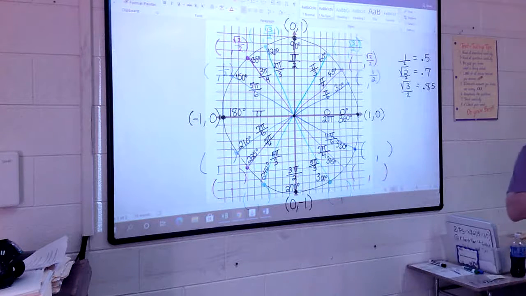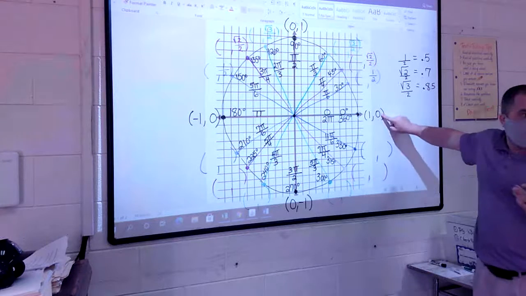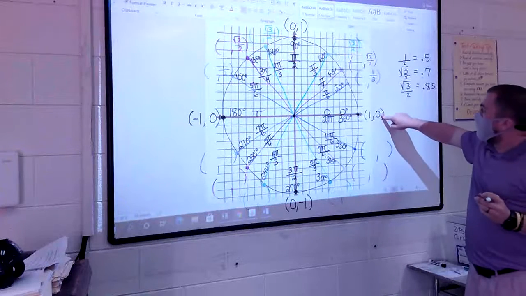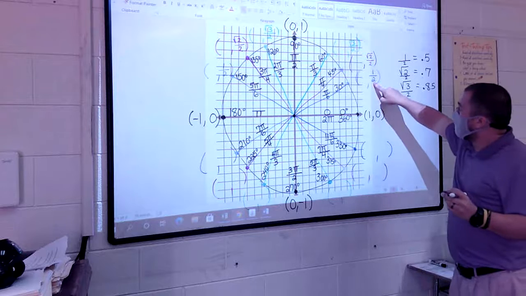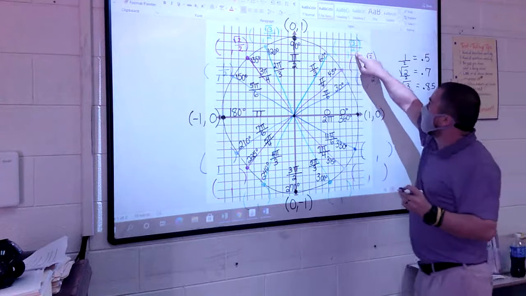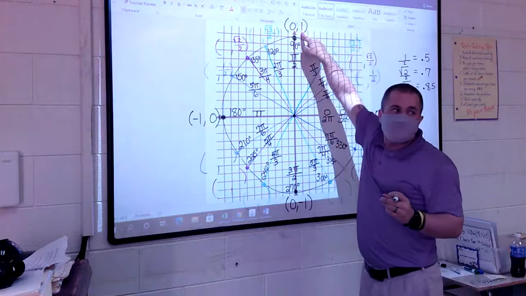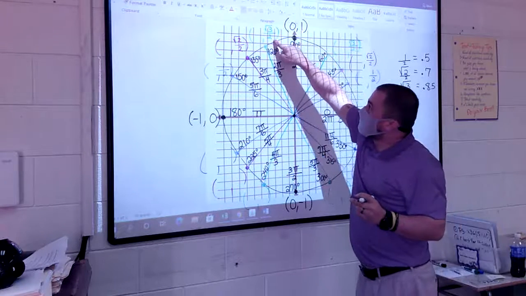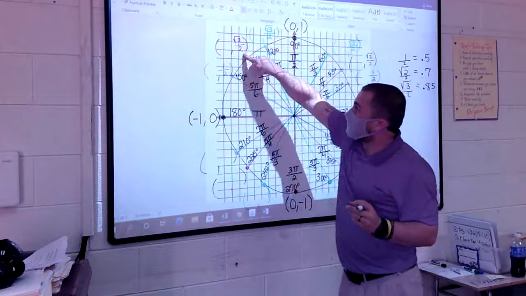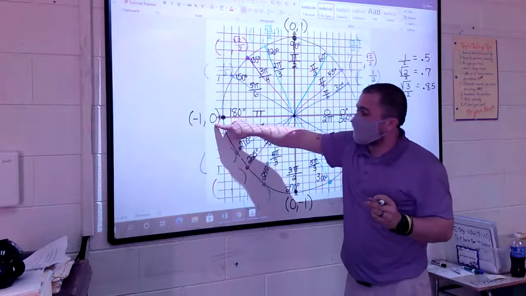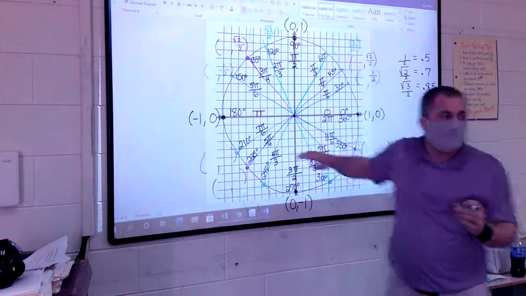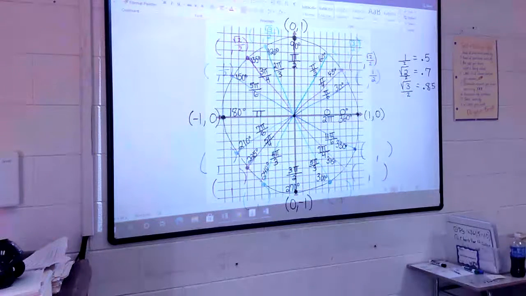Okay? So look at your y values and don't say it doesn't make sense. Think about it. 0 is where you start on your y's. You go up. So you're at 1 over 2, square root of 2 over 2, square root of 3 over 2. Now you're at positive 1. That's the highest you can go. Now you go back down. Square root of 3 over 2, square root of 2 over 2, 1 over 2, and now you're at 0. Okay? So you go up till you get to the top, and then you're going back down.